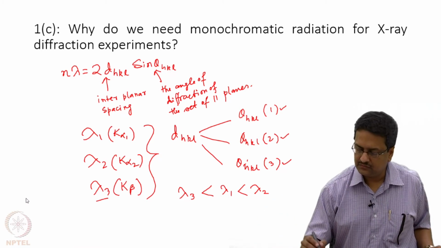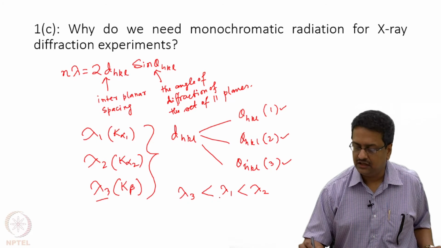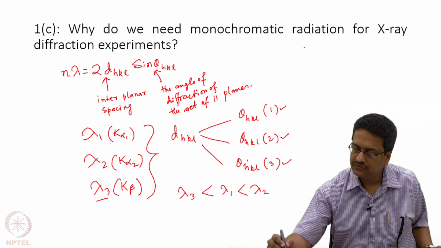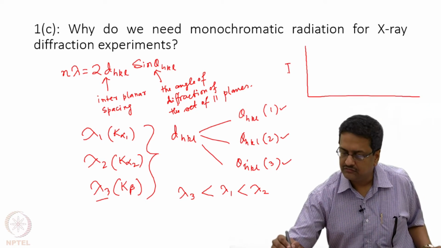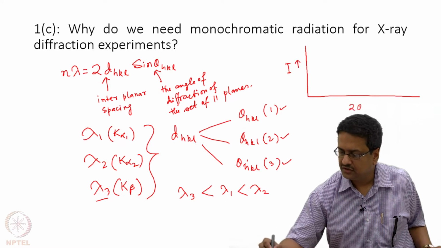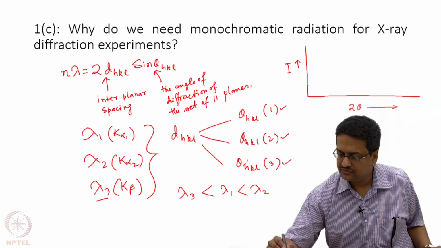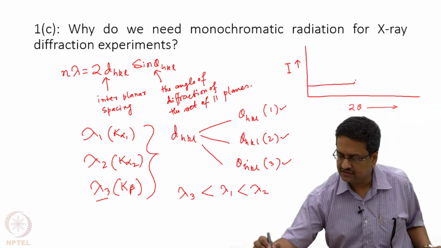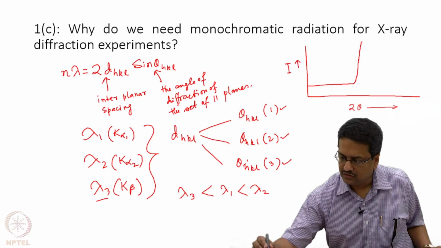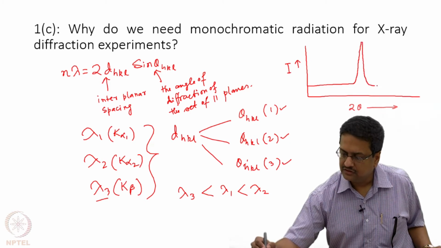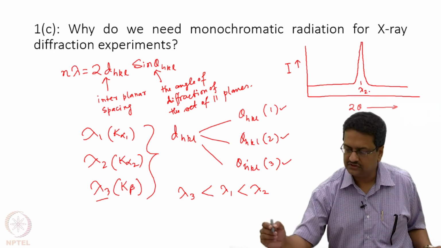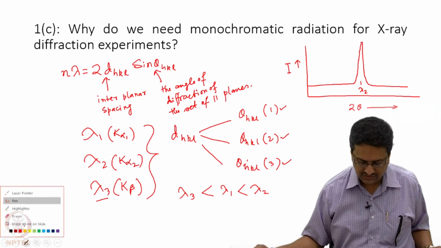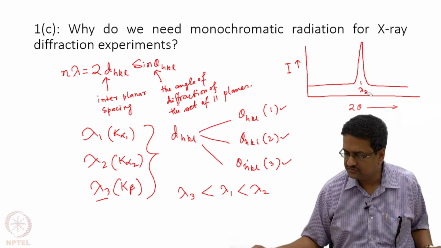So, when lambda 3 is smaller than lambda 1 and lambda 1 is smaller than lambda 2, if we try to understand where these peaks would appear, we plot intensity versus 2 theta. Suppose for the characteristic radiation, the peak appears at this point, which is for lambda 1, that is my K alpha 1, which we always use.